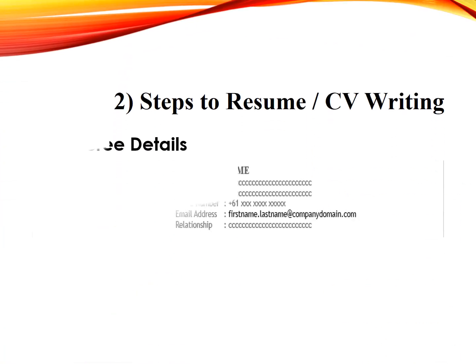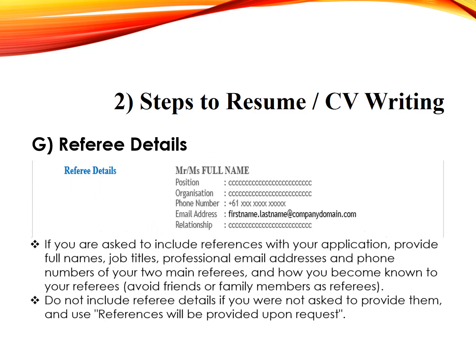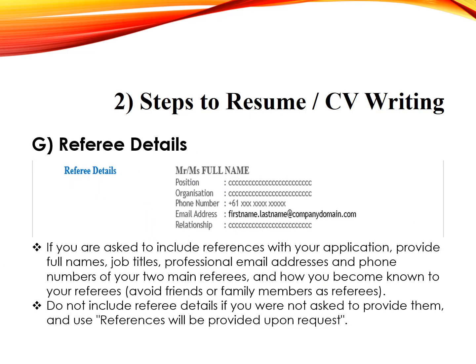The last section in your CV is your references. If you are asked to provide references with your application, include full names, job titles, professional email addresses and phone numbers of 2 main referees. It is advisable to tell how you became known to your referees. Avoid friends or family members as your referees. Do not include referee details if you were not asked to provide them. You can write, however, that references will be provided upon request.